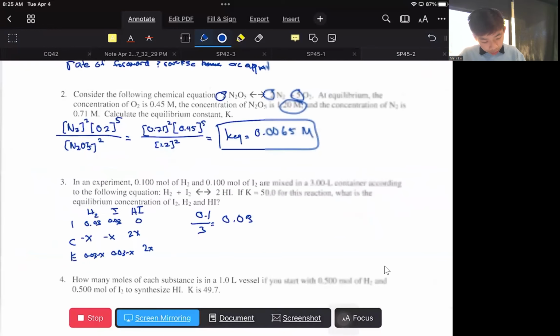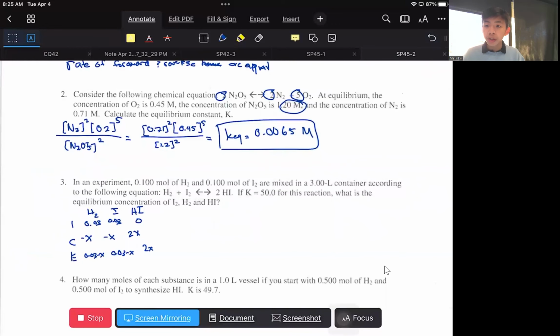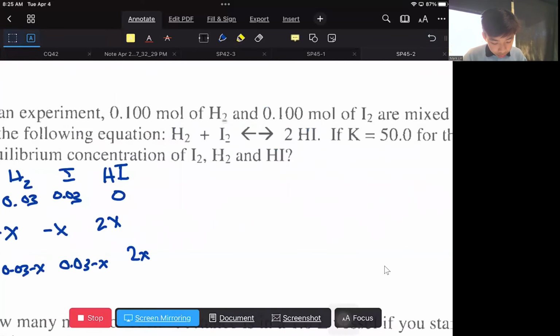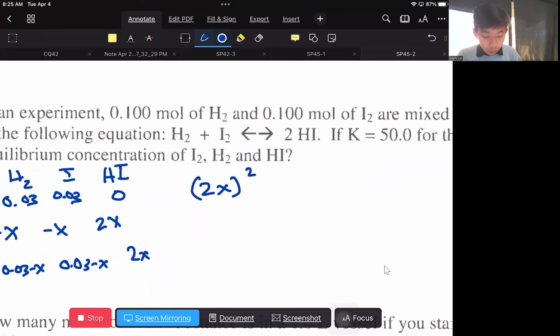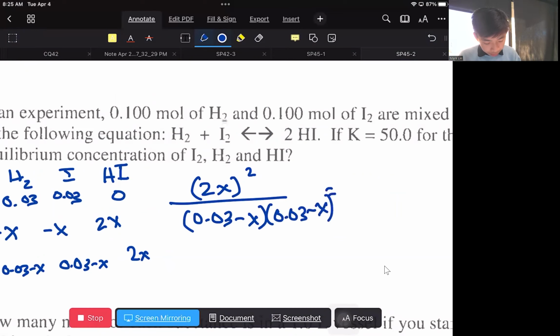So let's just set up the equation. It's going to be products over reactants. The product is HI, 2X, squared. The reason it's squared is because there's a coefficient 2. All over 0.03 minus X times 0.03 minus X. So this all equals 50, because the K is 50.